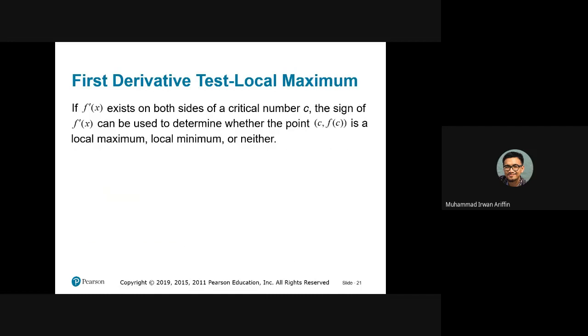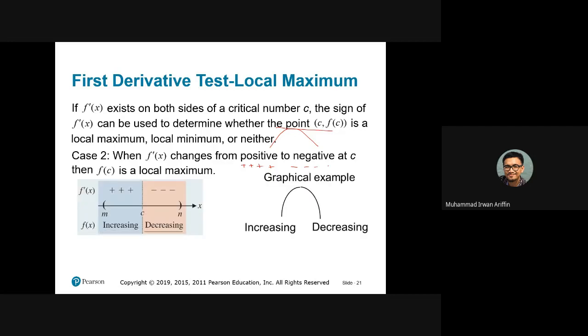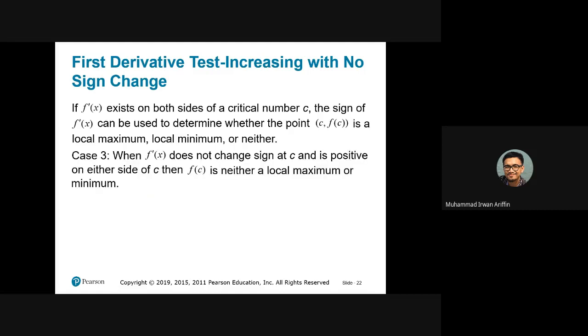Case 2, when the derivative changes from positive, positive, positive to negative, negative, negative. So we were going up and then we go down. So what is this point? It is a local maximum, right? Local maximum.